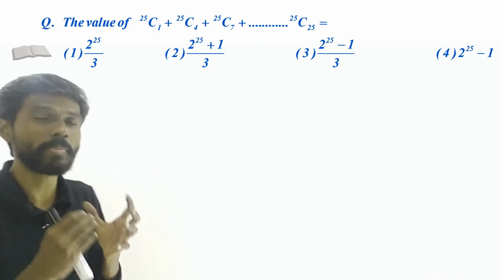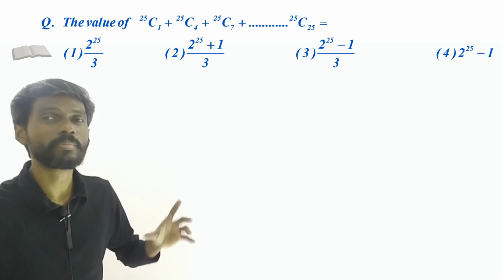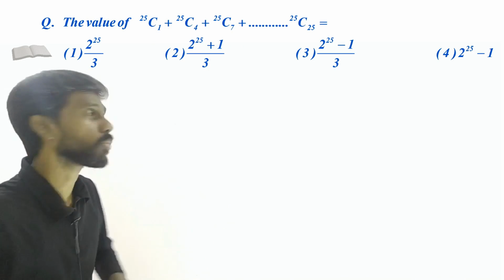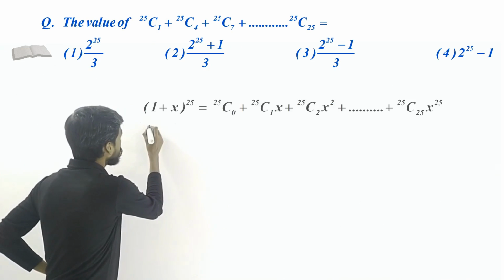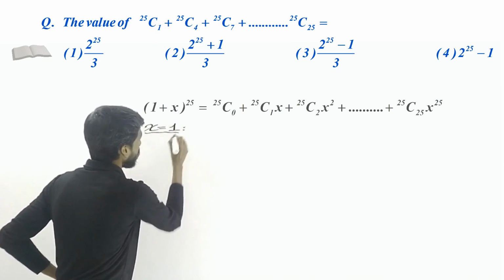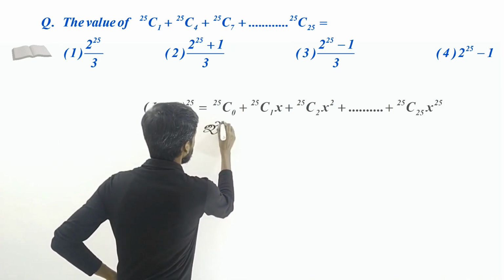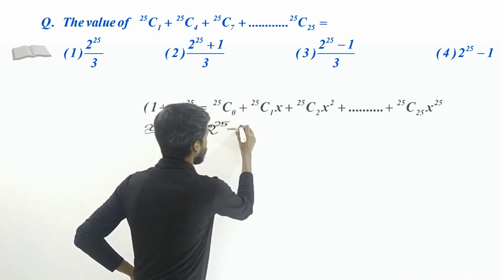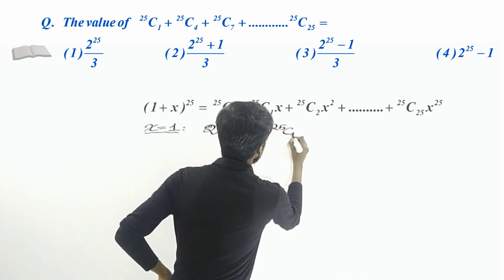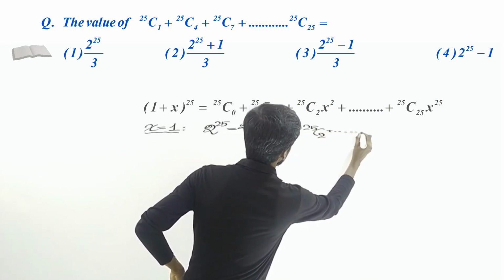So let us use the same expansion, 1 plus x to the power n equals nc0 plus nc1x plus etc. But the value of n is also known here, so that is 25. So that means in that expansion we have to substitute x equals 1, just like the last question. Substitute x equals 1, you will get 1 plus 1, which is 2 to the power 25, equals 25c0 plus 25c1 plus 25c2. Okay, so many more terms.